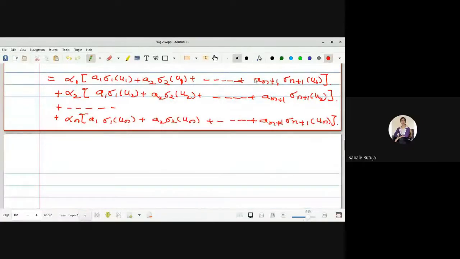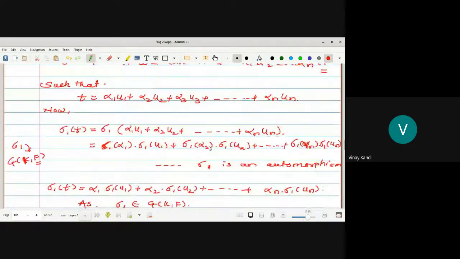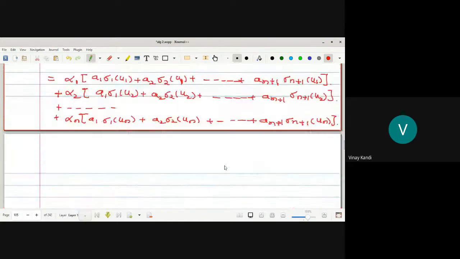Now look at here. From equation 1, what we have? a1 sigma 1 of u1, a2 sigma 2 of u1. Put u is equal to u1, i is equal to 1. So this expression we get is equal to 0 from equation 1. So from equation 1 we get this whole bracket is equal to 0.